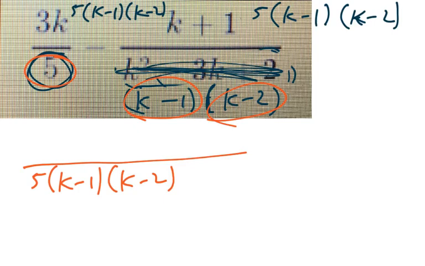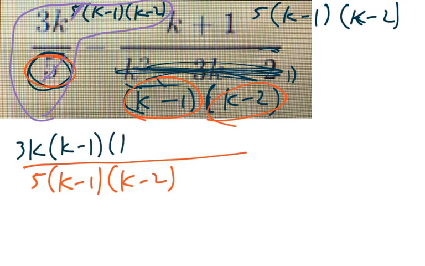Now watch what happens right over here. Follow the purple. The 5s cancel out. I'm left with 3k times k minus 1 times k minus 2. There's a minus right there. We have to be aware of that.